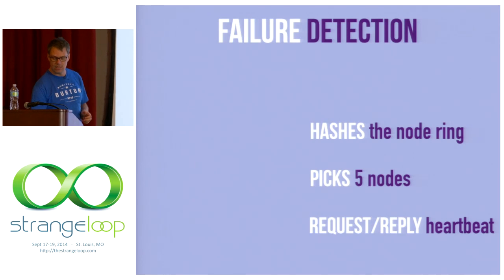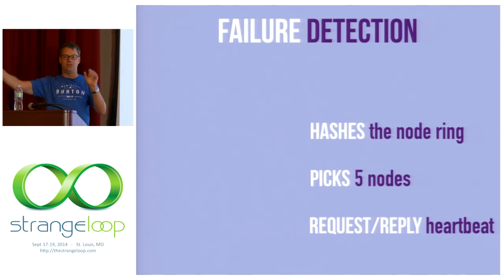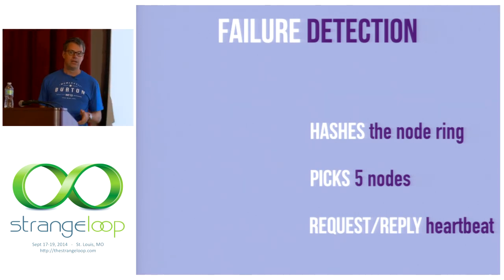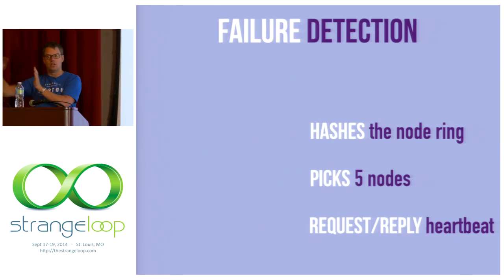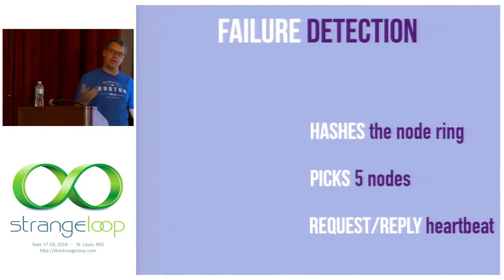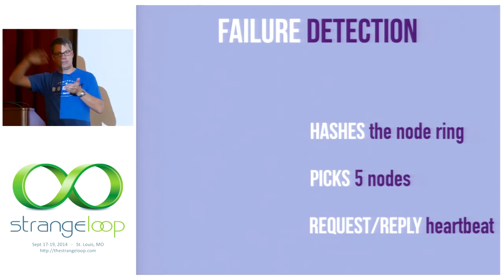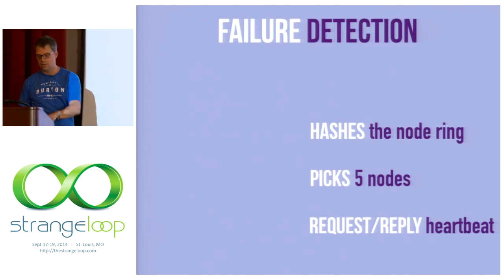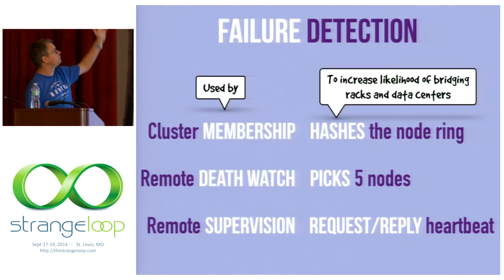Failure detection is another interesting thing. In the failure detector, we don't just rely on the nodes in the node ring, but we actually hash it to randomize the order. That is because our failure detector just picks the next five to start gossiping to, and if we just picked the next five in the node ring, then we would have a lower likelihood of bridging racks and data centers and so on. And we use an accrual failure detector.